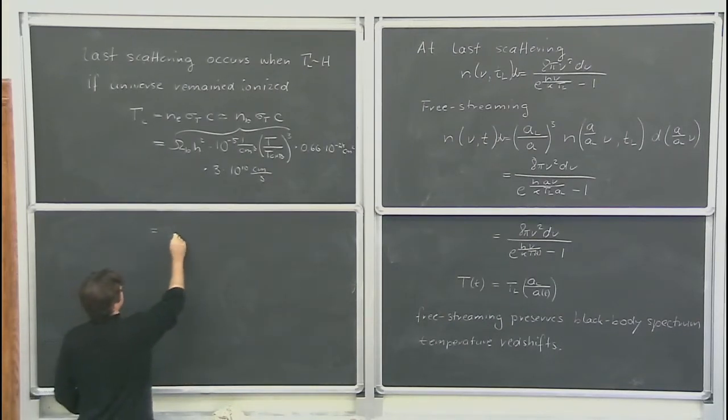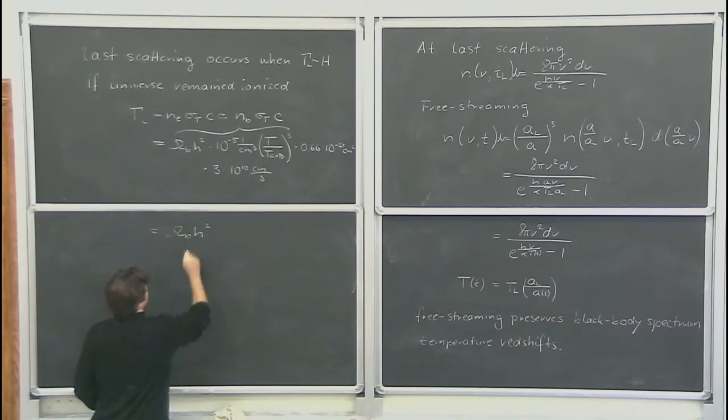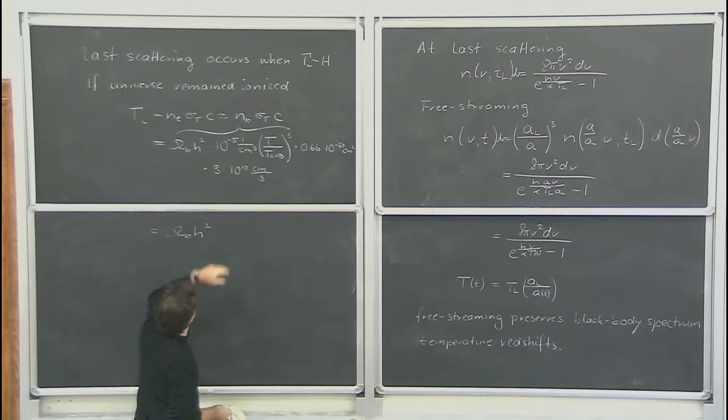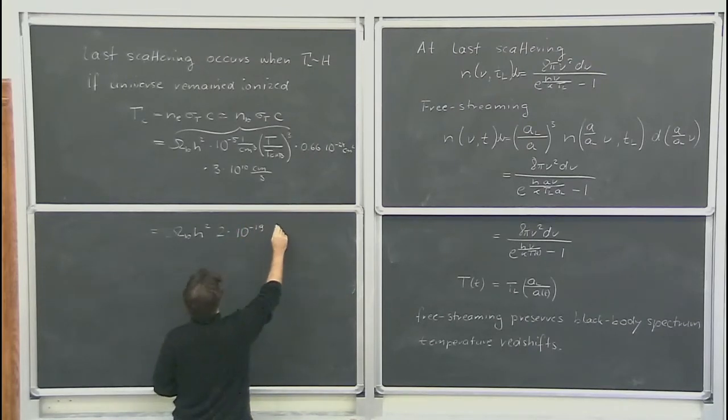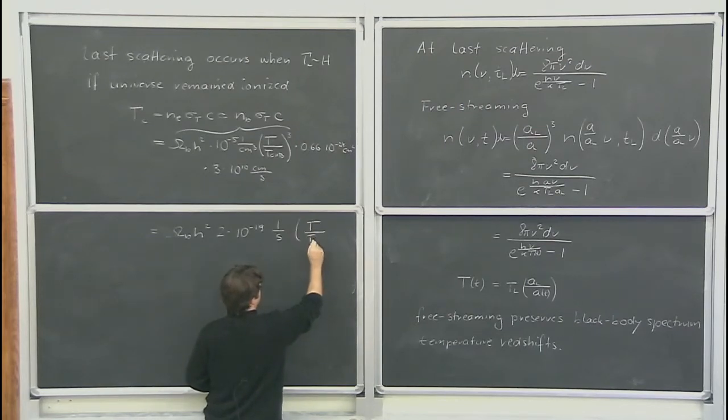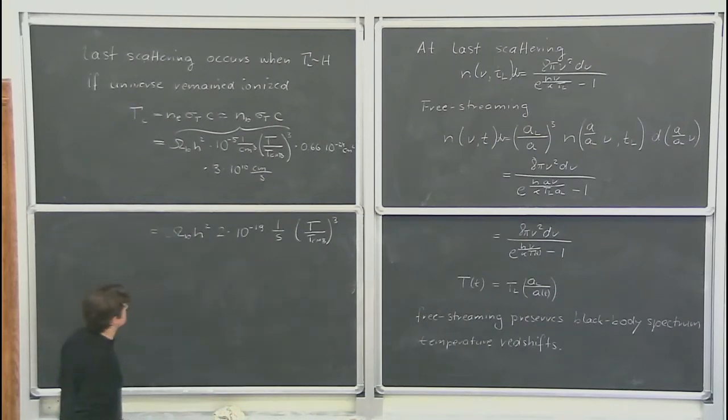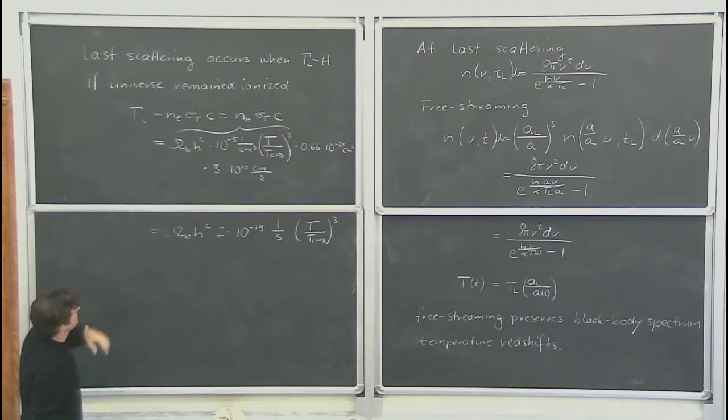So if we continue here, this is omega b h squared, and then we have the 3 times 2/3 is a 2, so we have a 2 times 10 to the minus 29 times 10 is 10 to the minus 19, and then the centimeters all cancel, so this is just hertz, which is good, and then it's T over T CMB cubed. And we should compare it to the expansion rate of the universe.